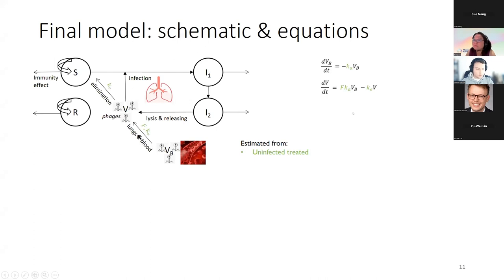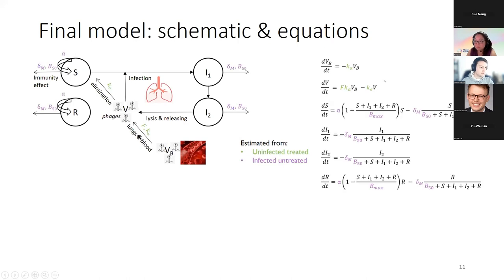I will not go into a lot of detail on these equations, but just to say that we have the pharmacokinetics parameters for the phage, for the virus or the phage in the blood and then in the lung. Then we have all the equations for the different kinds of bacteria, with here, for example, the process for the bacterial growth, and on the right, a simple model for the immunity of the host.